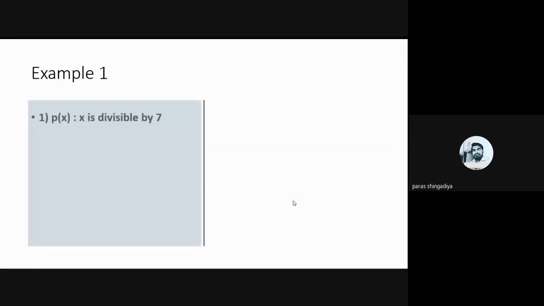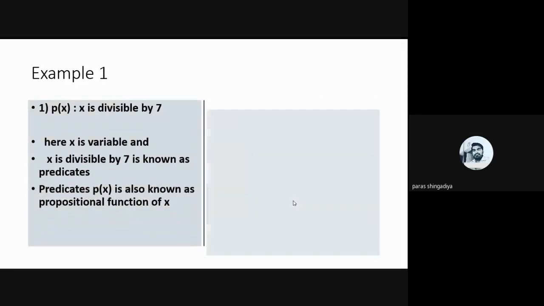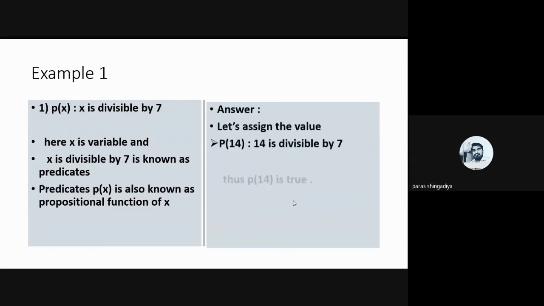After that, we consider one example of a predicate. p of x is defined as x divisible by 7, where x is a variable, and this x divisible by 7 is our predicate. It is also known as a propositional function. Now we identify truth values. Assign values of x where p of x becomes true. So here I assign 14. 14 divisible by 7 is true, so p of 14 is a truth value. It is a true value of the predicate.